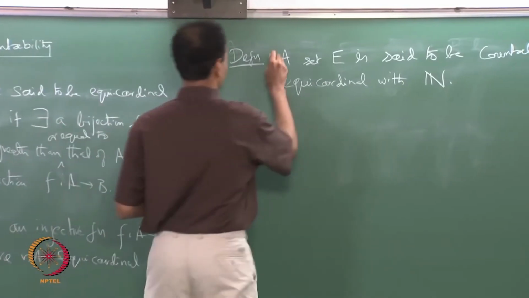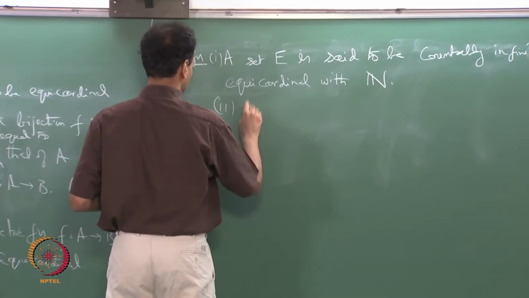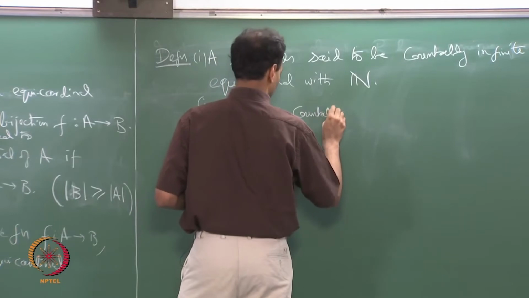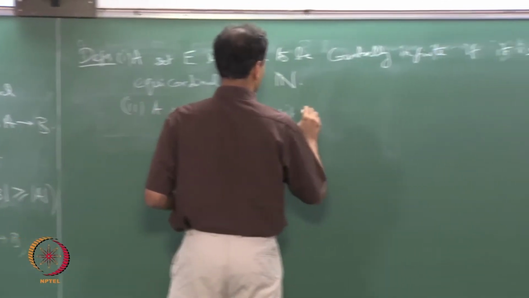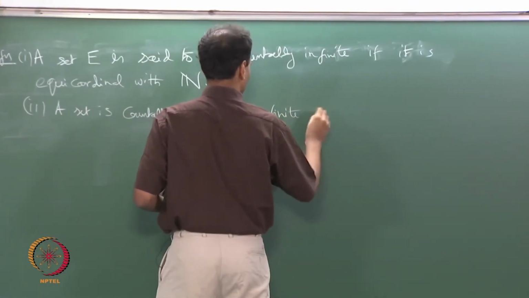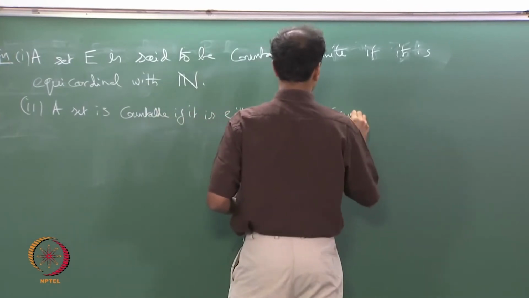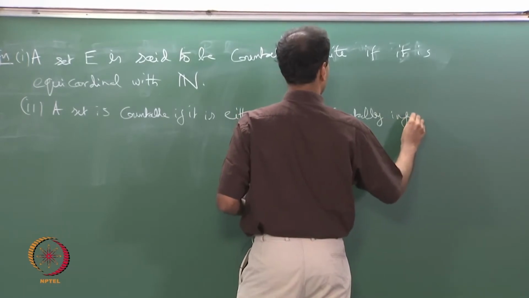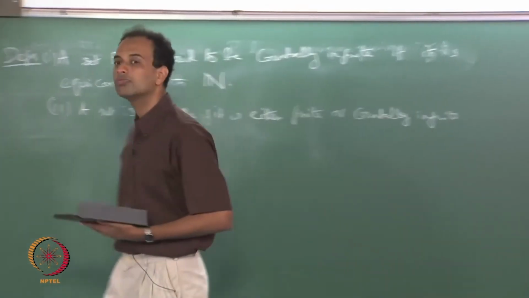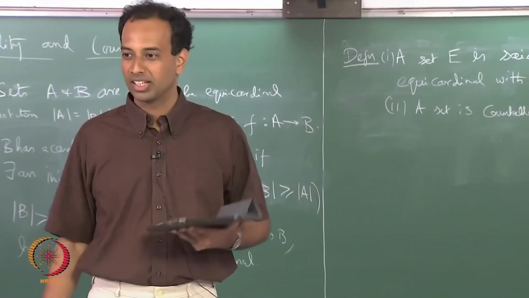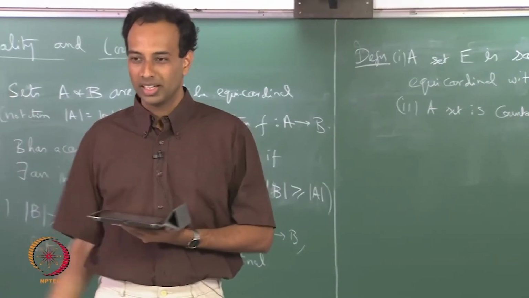And a related definition: a set is countable if it is either finite or countably infinite. Okay. So if a set is either finite, we all understand finite sets, or a countably infinite set, we just speak of it as a countable set.